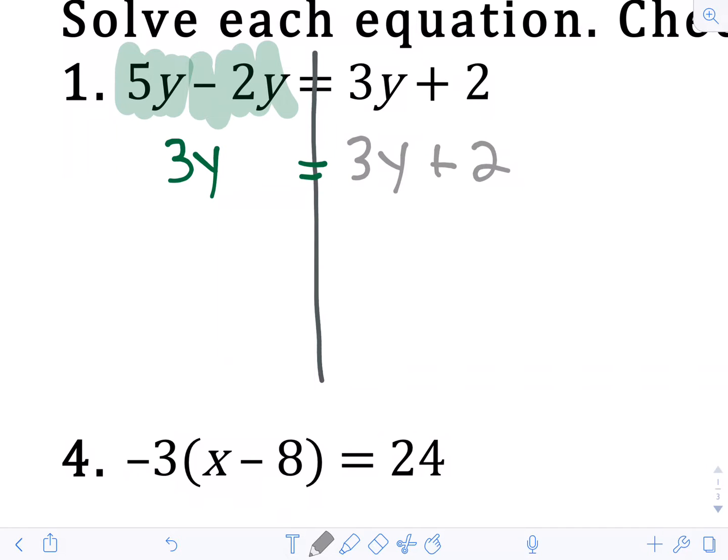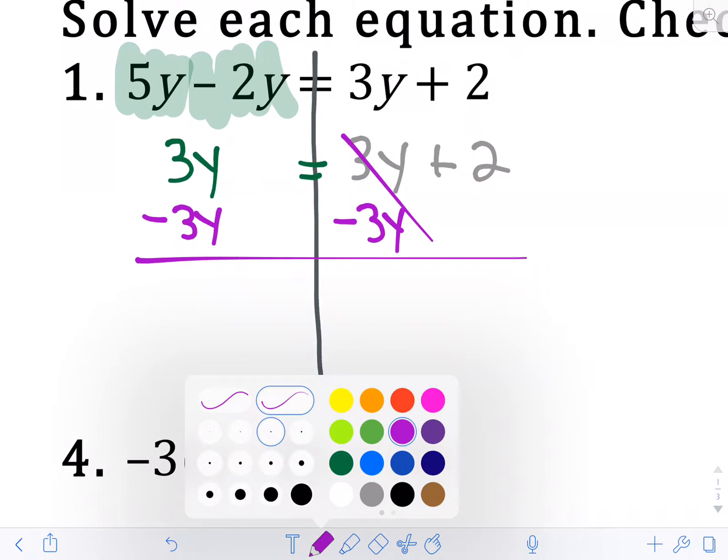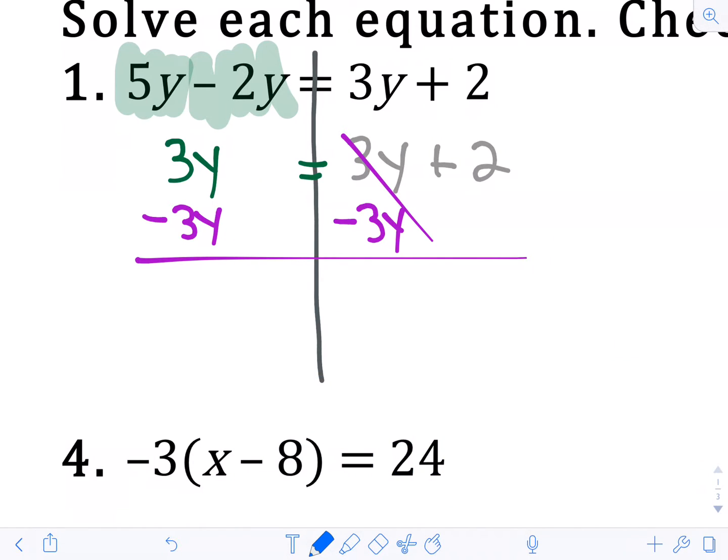Okay, and then I'm going to get my y's on the same side. So I'm going to subtract this 3y from both sides. And what happens here is kind of unique. So 3y minus 3y, that's just 0. That's gone. Okay, so nothing is left on the left side. On the right side, all I have left over is a positive 2. Well, 0 equals 2, that's not true, so my answer here is going to be no solution.